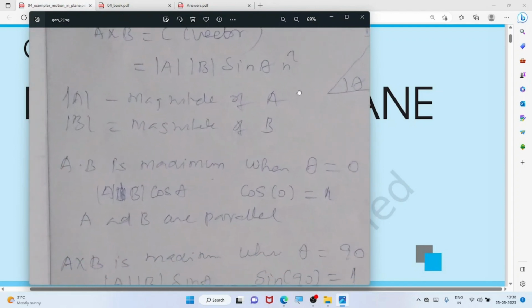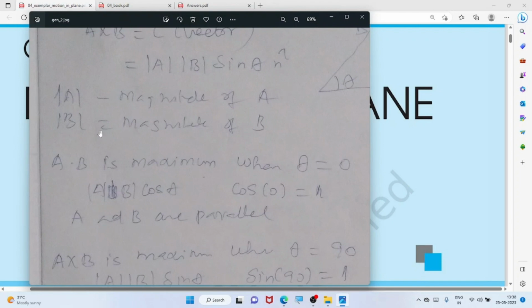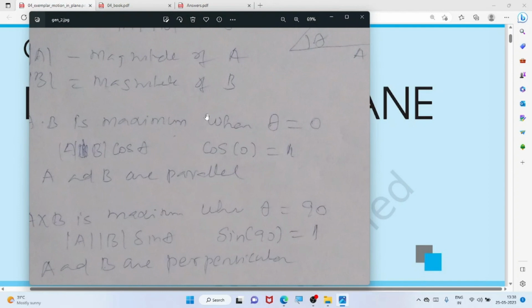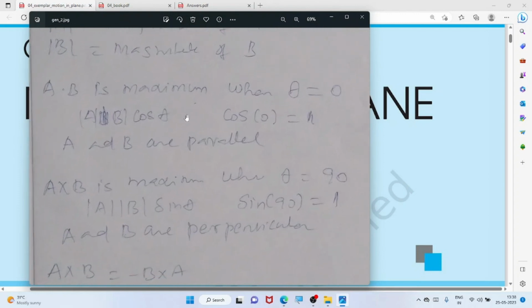you see this is magnitude of A, magnitude of B. A dot B is AB cos theta. Cos theta will be maximum when theta is 0. Okay, when theta is 0, cos 0 is 1. So that will be maximum. That means when theta is 0, two vectors are parallel. So you will get A dot B maximum when A and B are parallel. So theta is 0, cos 0 is 1.